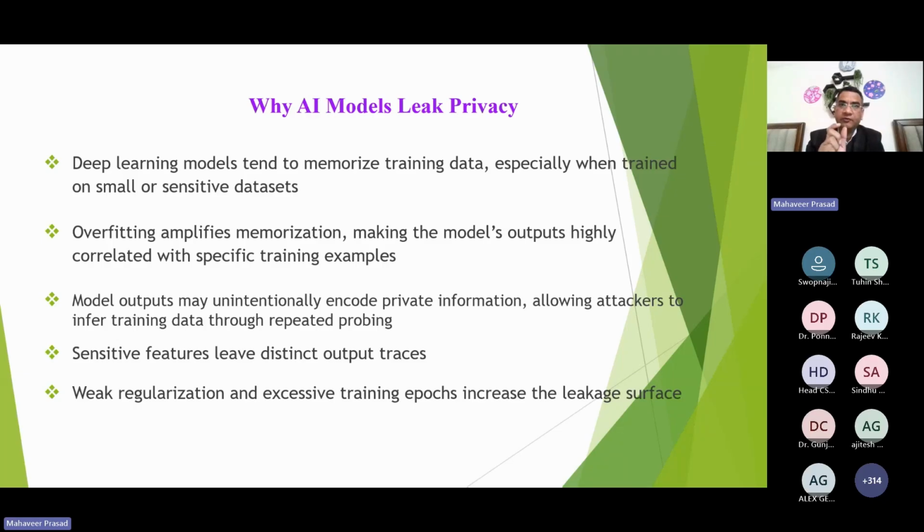What happens is that if you give a sample to your model just to know whether this sample will be classified by the model or not, and the model gives very high accuracy, then that model could be biased particularly for that data. Model output may unintentionally encode private information, allowing an attacker to infer training data through repeated probing. Sensitive features leave distinct output traces. Weak regularization and excessive training epochs increase the leakage surface.